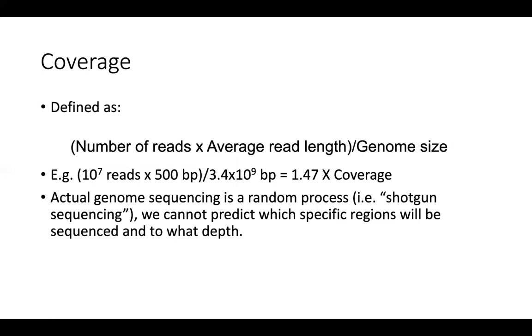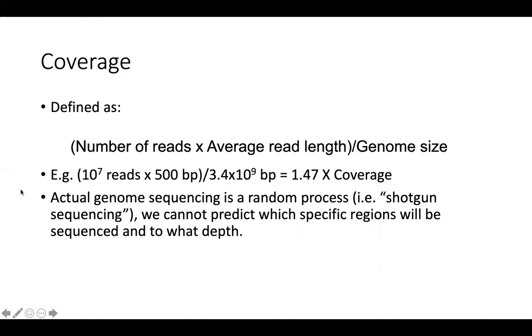So for instance, if we're taking a human genome, which has around 3.4 billion base pairs, and we were to sequence 10 million reads with 500 base pairs each of length, this would result in a 1.47 fold coverage of the human genome.